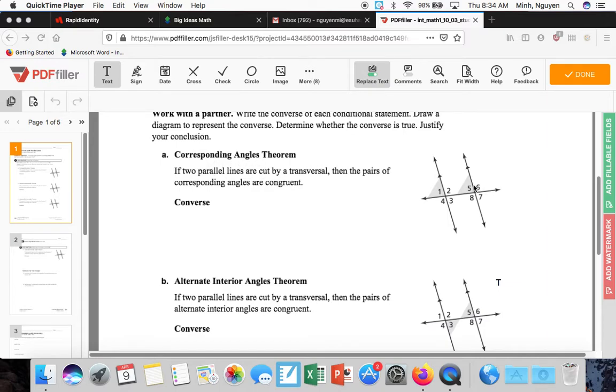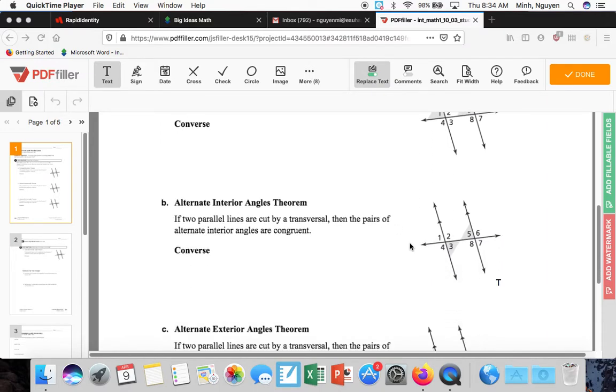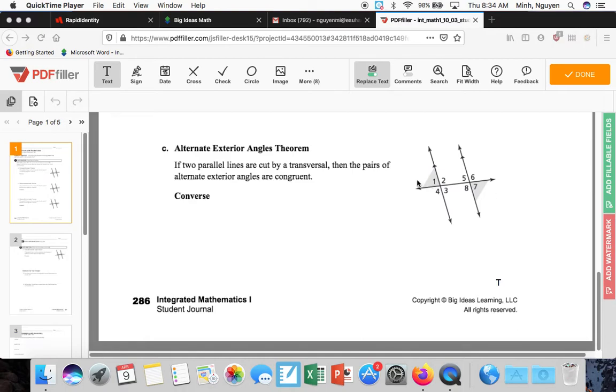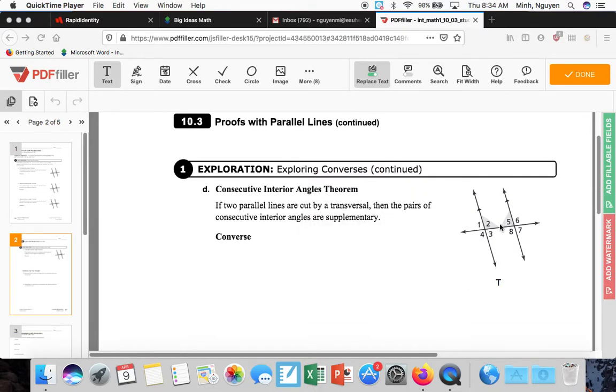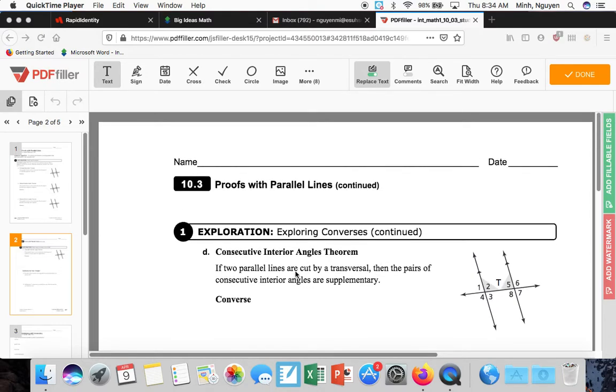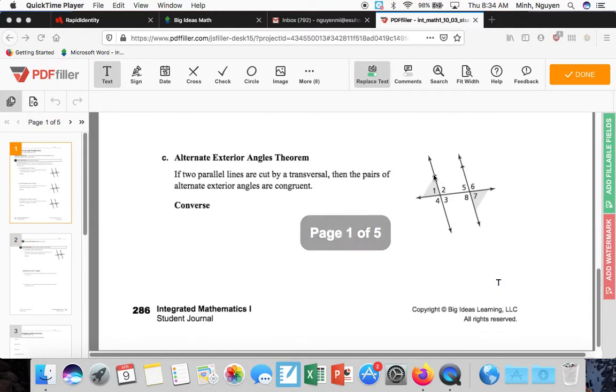We see that corresponding angles in the same position are congruent. We see that alternate interior angles are congruent. We see that alternate exterior angles are also congruent. And lastly, we see that consecutive interiors are supplementary. So those are the four relationships. Consecutive interiors are supplementary. The other three, corresponding, alternate interior, alternate exterior, are all congruent. And that's if we have established already that the lines are parallel.